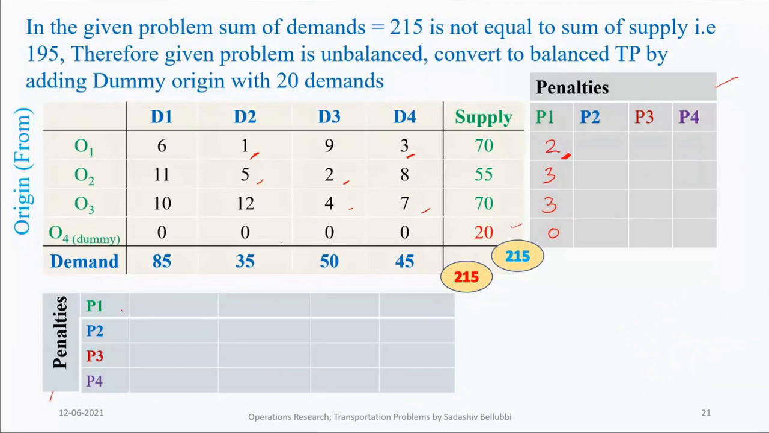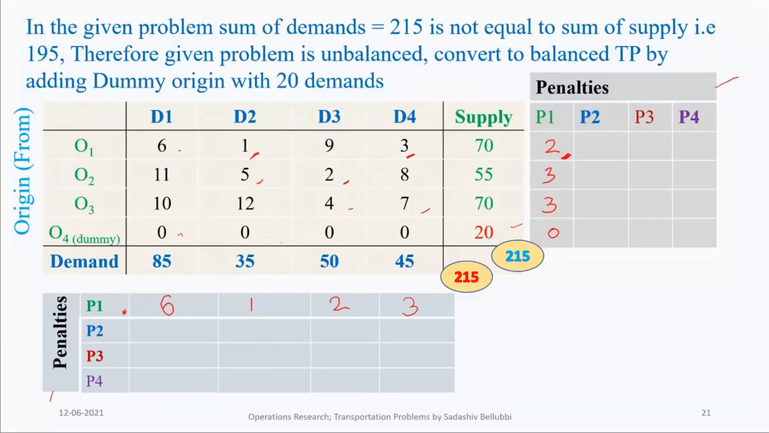At the same time, consider the D1 column. What is the minimum number? 0 and 6. The difference is 6. For the second column, 0 and 1. For the third column, 0 and 2. For the fourth column, 0 and 3. Likewise, we need to write the penalties.